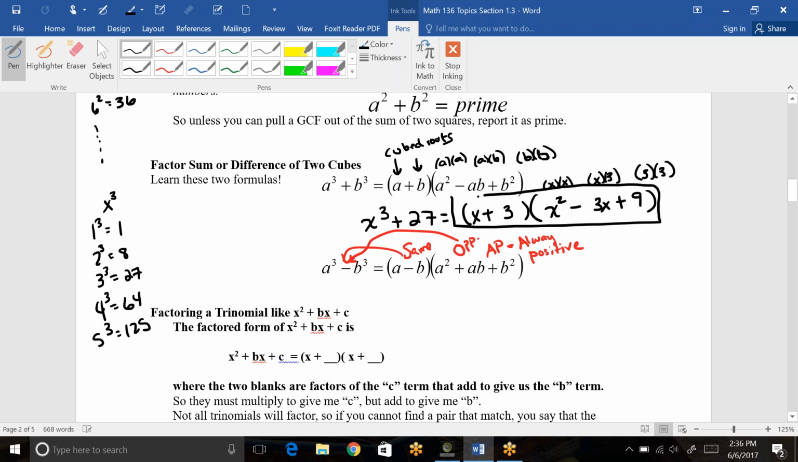And we'll be doing more of these in just a second, but that is how you factor a sum or difference of two cubes. So the only difference between this having a plus or a minus is where the negative sign goes in the answer. So you could not factor perfect squares with a plus in between them, but you can with perfect cubes.